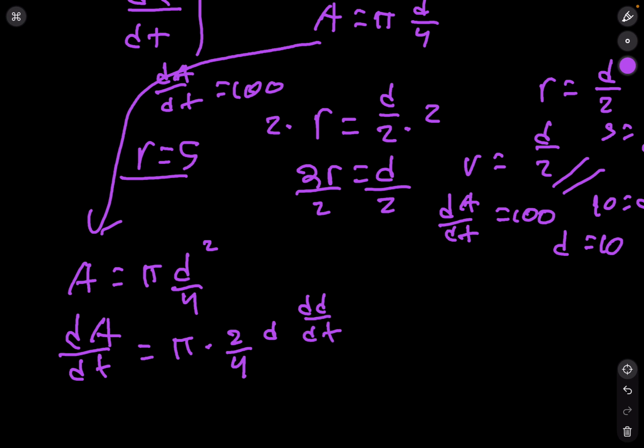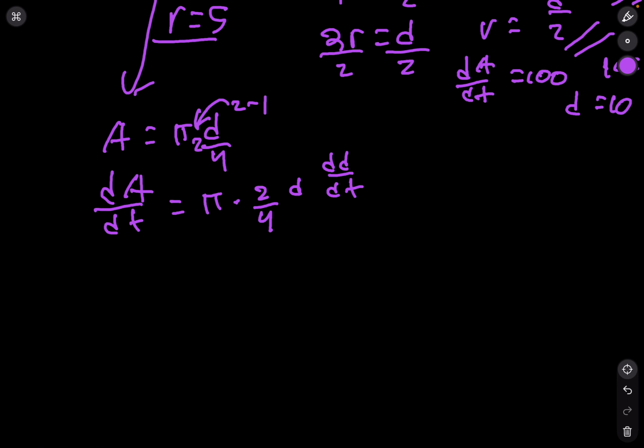What we just did was take the derivative of area, and this is equal to pi times 2 over 4 of the diameter times the rate of change of the diameter. Essentially, I just used the power rule, minus 1, and that's how we got it. From here, we can just simplify everything so everything becomes easier. We have our variables right here.